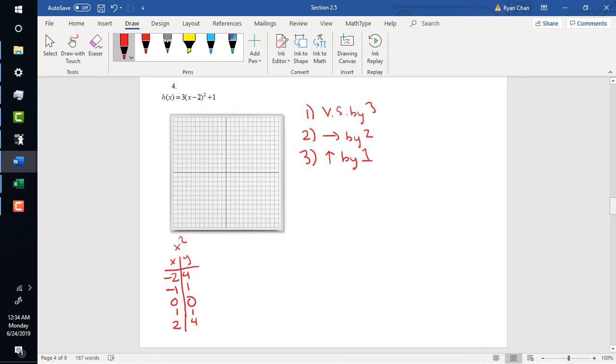Okay? So I'm going to do each of these transformations. I'm going to do my next table, and I'm looking at number 1. So I say vertical stretch by 3. What does that mean? That means I'm multiplying y by 3, right? So my y's get multiplied by 3. My x's stay the same. And I have 12, 3, 0, 3, 12.